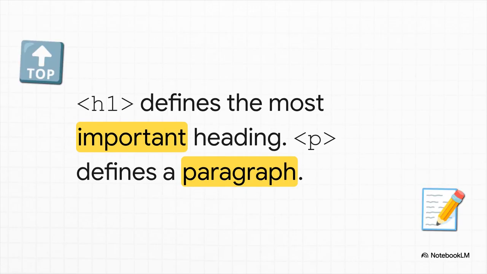And this is why it's so important. These tags aren't just for decoration. They create real, meaningful structure. An H1 tag tells a search engine like Google, hey, this is the main topic of this page, while a P tag just says, this is a regular old paragraph. This logical structure is what makes the web readable not just for us, but for machines too.